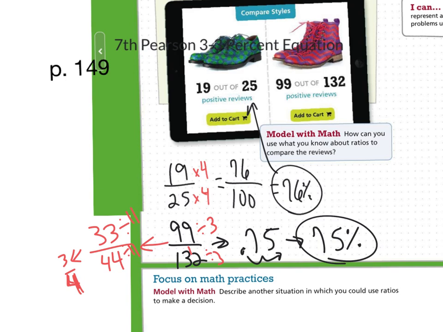So one way we could look at this then, we could say the first pair of shoes had a higher percentage of positive reviews. It was very close, though. The other thing you could do is, since it was such a close call, you might say, well, the second pair of shoes had a lot more reviews overall, though, so I'm just going to go that route. And that could be argued either way.